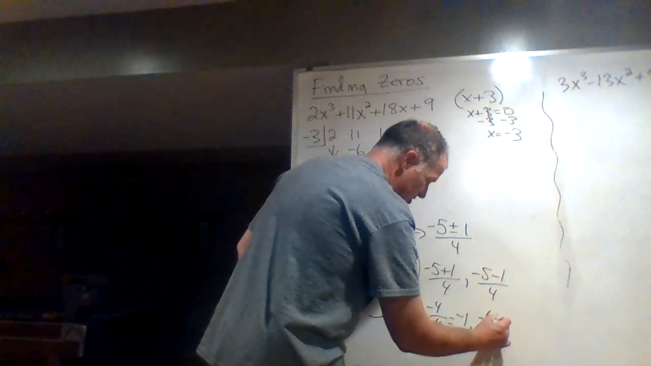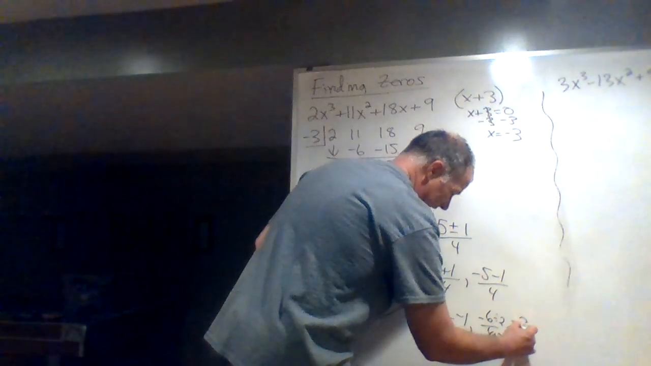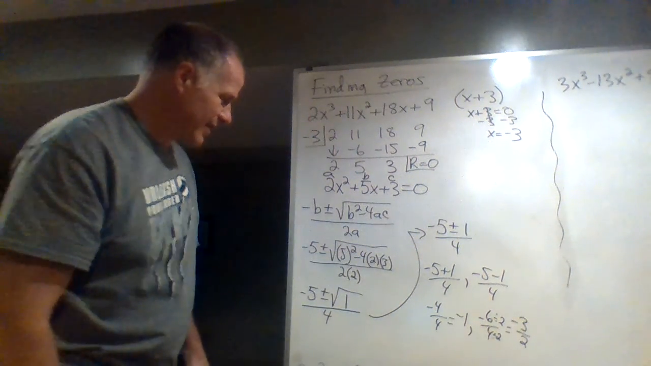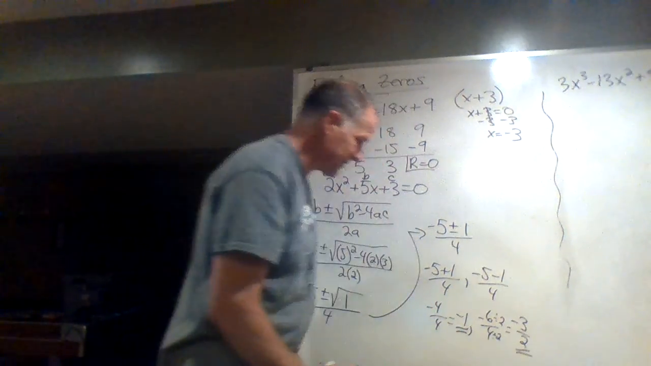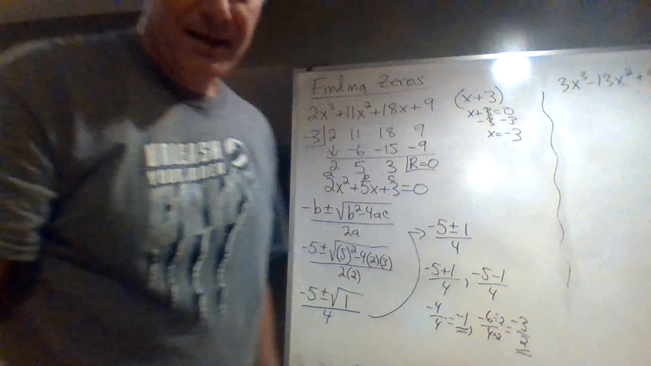Okay, now that has to reduce. Divide by 2. Divide by 2. -3 halves, and boom. There's our answer. So -1 and -3 halves. Okay, there's our answer. Okay, let's try another one.